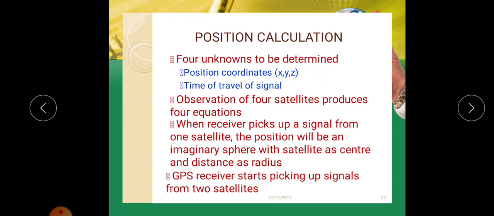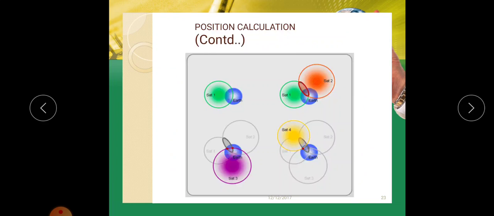And observation of 4 satellites produces 4 equations. So we can have observations from 4 satellites and it will produce 4 equations. When the receiver picks up a signal from one satellite, the position will be on an imaginary sphere with the satellite as center and the distance as radius. That is, in this figure, this is the case if the object is seen by a single satellite.